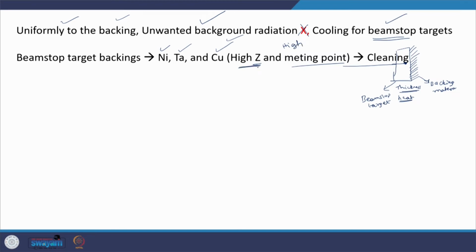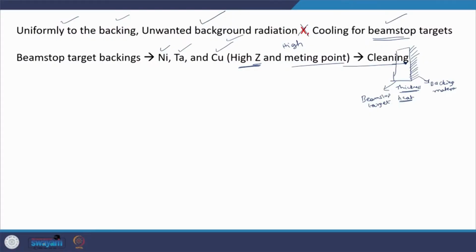Why is high atomic number helpful for a backing material? In nuclear astrophysics, in general we deal with low energies of the projectiles. If these low energy projectiles interact with the backing material, we have to reduce the probability of reaction. It is well known that for low energy projectiles interacting with high Z material, the nuclear reaction probability is almost 0. So, that is the reason people prefer high Z material like tantalum, copper and nickel.